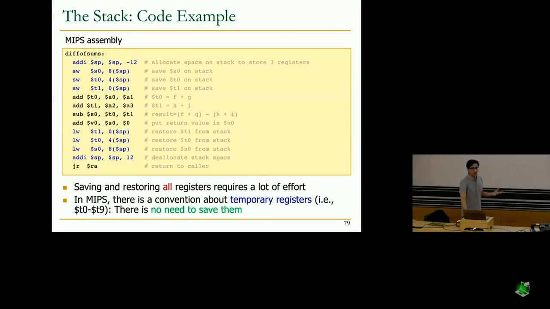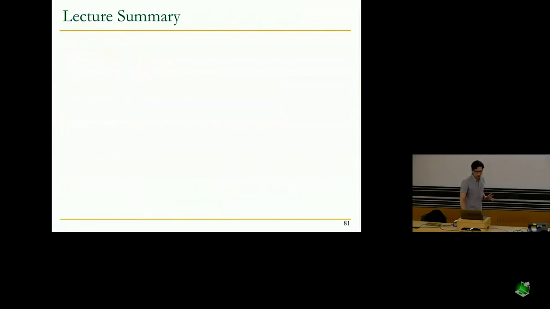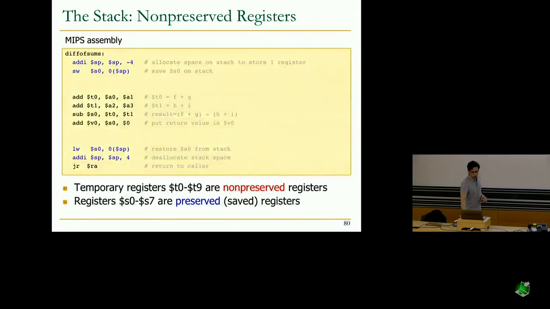Because this takes cycles, there are some conventions. It's not necessary to save in the stack all the registers. We will just save those registers that are called preserved registers, and those in MIPS are registers S0 to S7. Now you can understand why they are called S0 to S7, because they are saved registers. They are preserved. Temporary registers are not preserved.